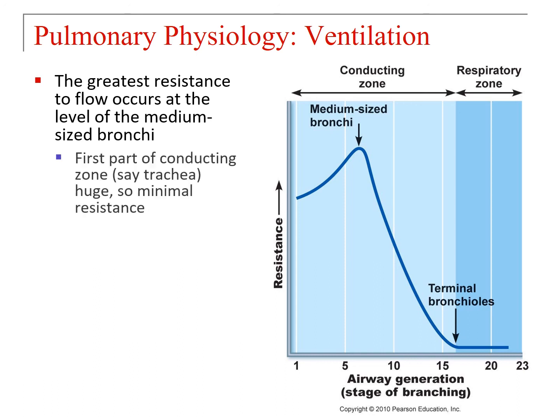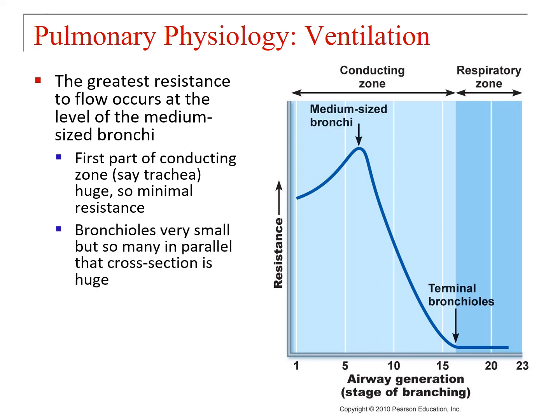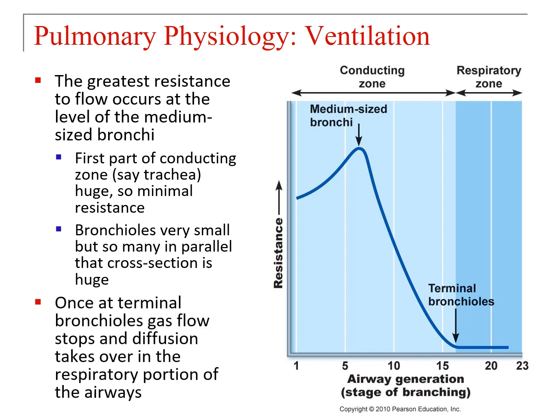Now, why don't you get resistance at the trachea? Because the tube's really big, minimal resistance. Why don't you get resistance at the terminal bronchioles? They're really small, but there are so many of them that their total cross-section is really big, and that reduces resistance. Now, once you're at the terminal bronchioles, gas flow is going to stop and diffusion is going to take over in the respiratory portion. So when you're talking about ventilation, airflow is going to go into the terminal bronchioles, so it is changes in total pressure that get you from outside to inside.